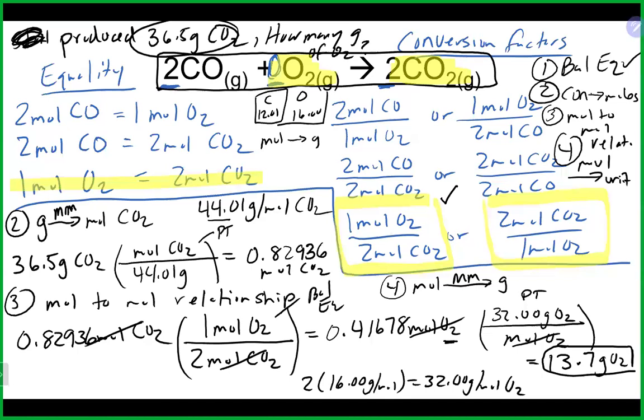What does that number really mean? It means that if I wanted to produce, for example, 36.5 grams of CO2 in this reaction and everything went perfect, I would need to put in there 13.7 grams of oxygen to produce that much of the CO2 in this reaction. Any questions on any of those steps there?